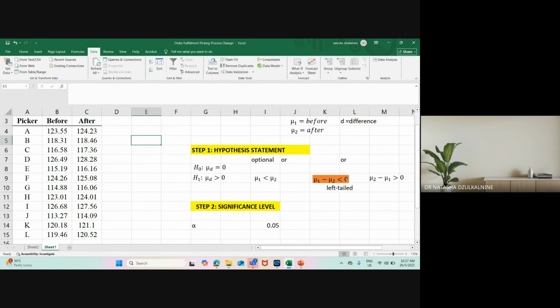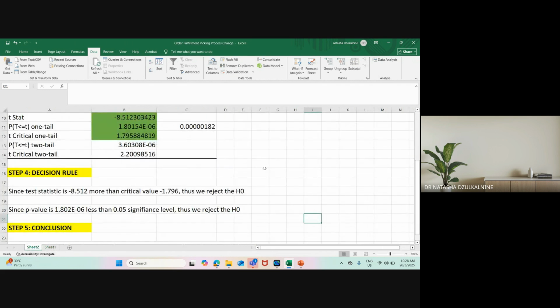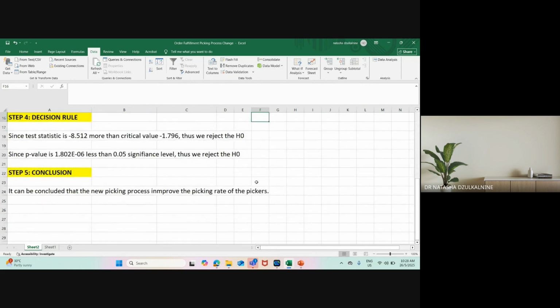We will take this one as our conclusion. So refer back to the paragraph. It can be concluded that the new picking process improves the picking rate of the pickers, because we reject the null hypothesis.